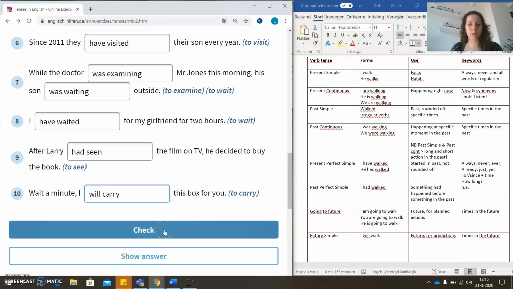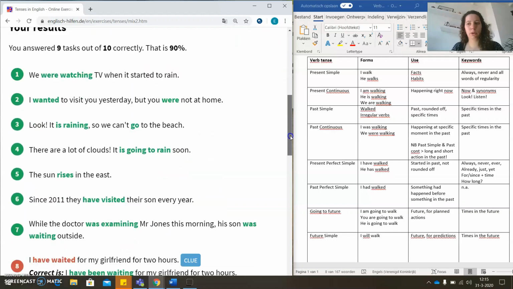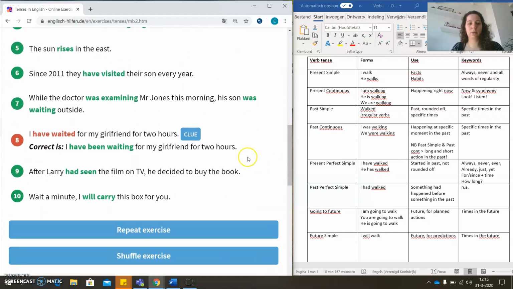Now let's see if Grammar Hilfen agrees, especially the future tenses are a little bit exciting for me as well, because, well, opinions differ on that. Let's see what it says. Oh God, 9 out of 10 correct. Oh yes, I forgot about this one. Well, I didn't actually forget about it.